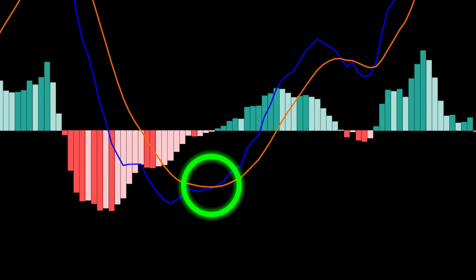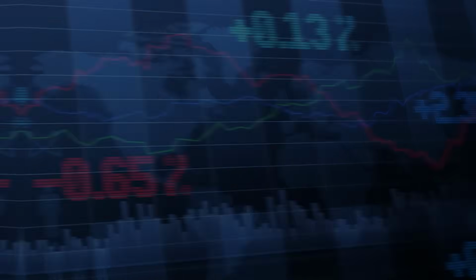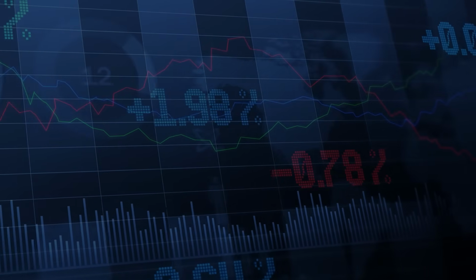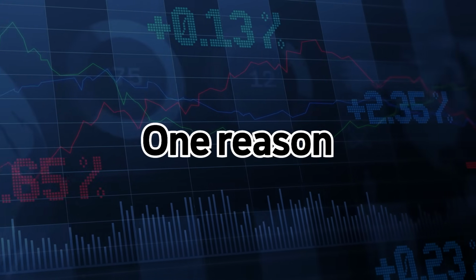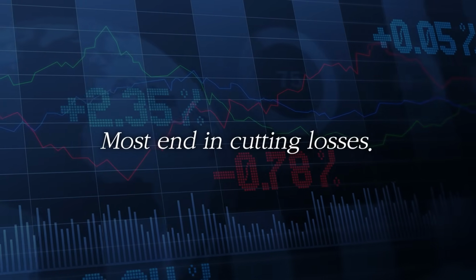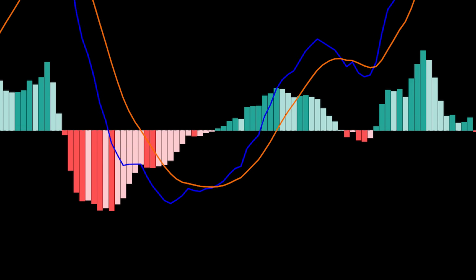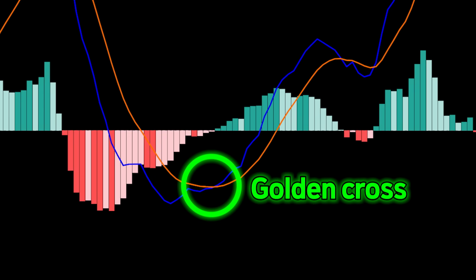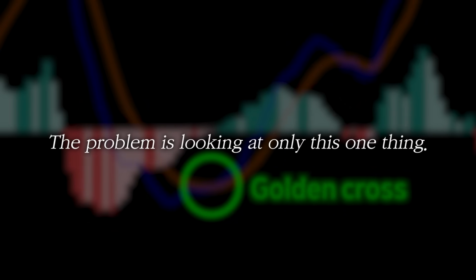MACD, Golden Cross just fired, buy. Right now, countless people are entering positions for exactly that one reason, and a good number of them end up stopped out. Why? The MACD Golden Cross isn't a bad signal. The problem is relying on it alone.